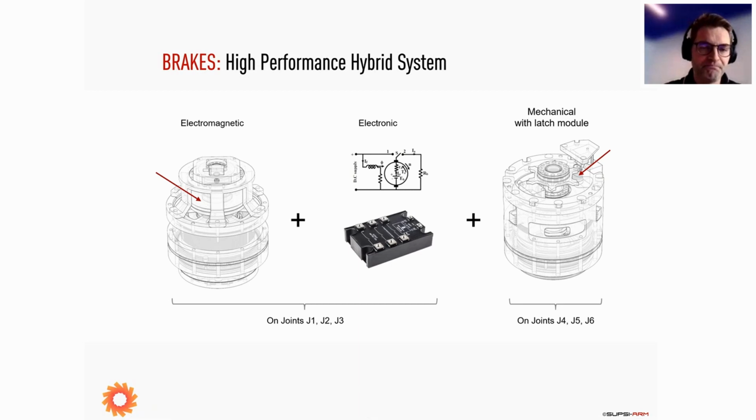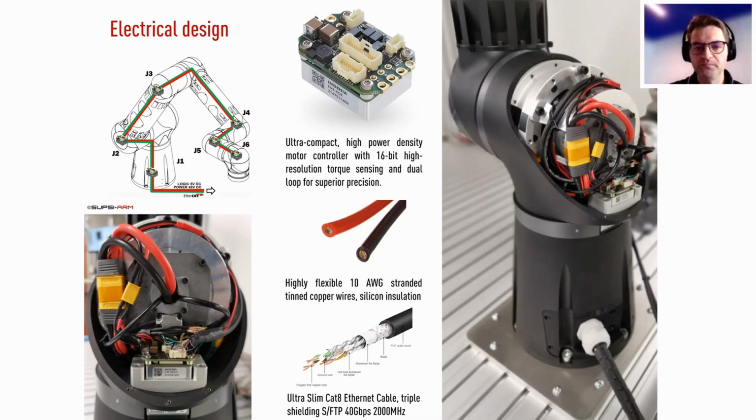But we combine that with an electronic type of braking system, in which as soon as an emergency event occurs, it will immediately short the coils within the motor. And this will immediately start the braking. And then as soon as the electromagnetic brake, which has an inertia because of its mechanical nature, kicks in, this will complete the braking. For the smaller joints, we go for a more traditional mechanical type of brake with latch module, which makes it very, very small and light.